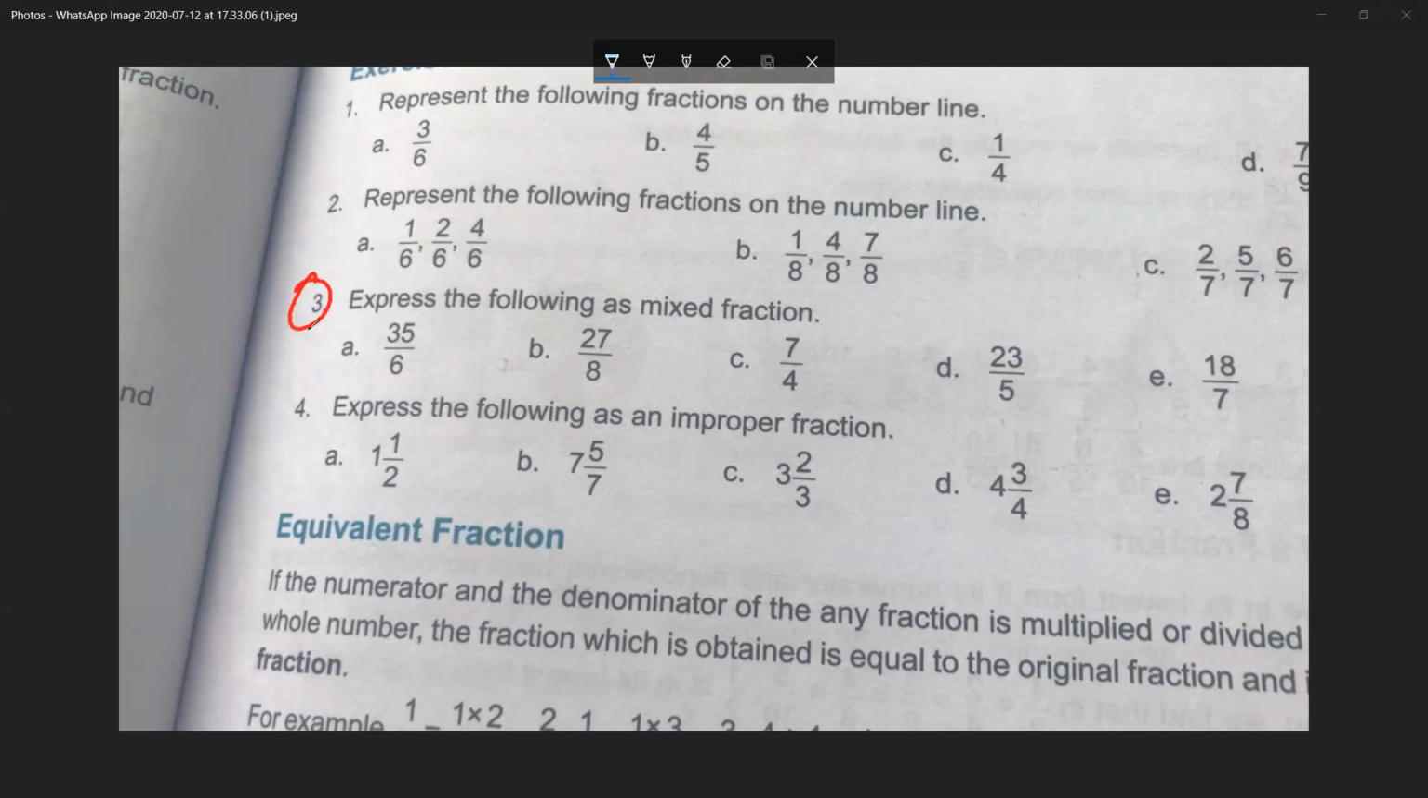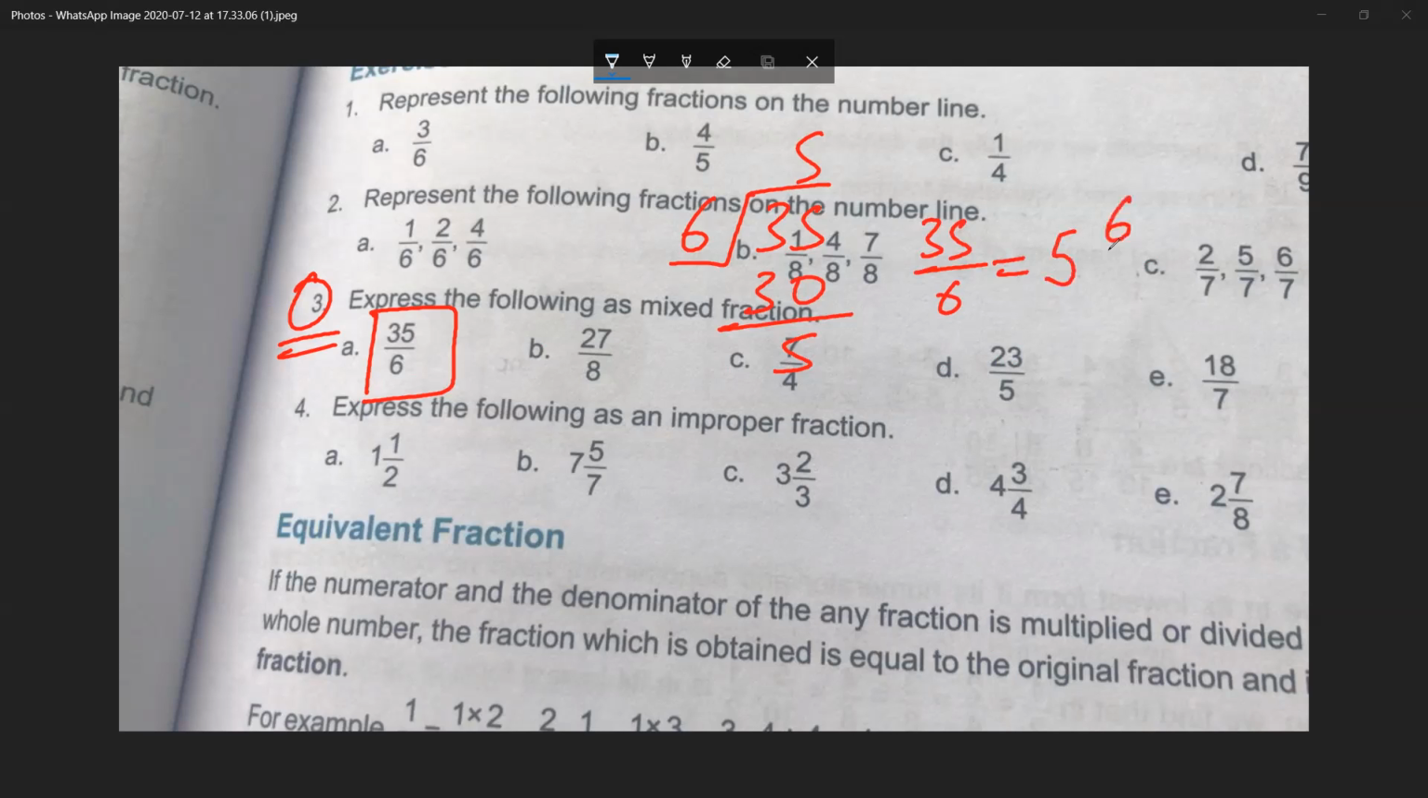Would you be able to do question number 3 also? Yes, sir. So these questions are simple. So for example, 35 by 6. 6 5s are 30. I can write 35 by 6 as 5 and 5 by 6.